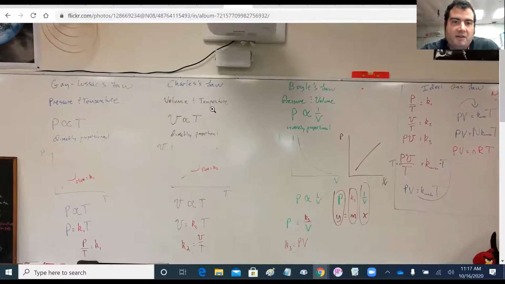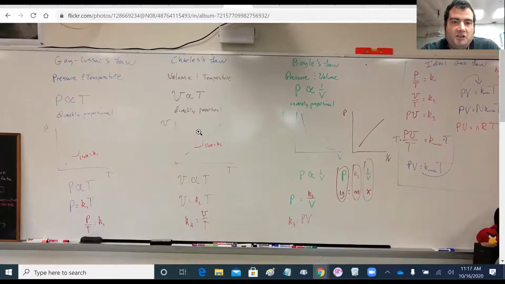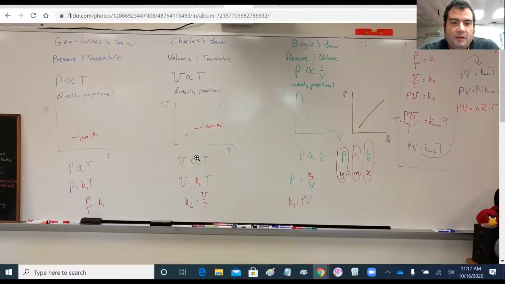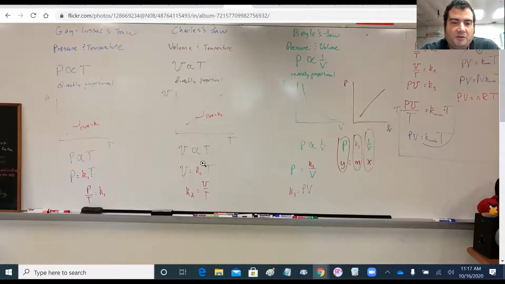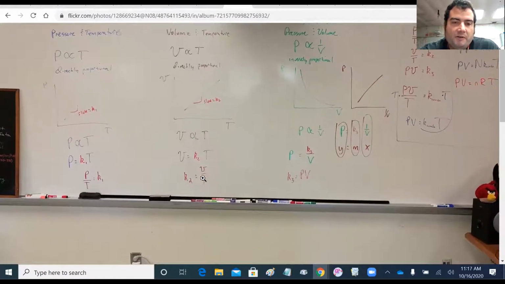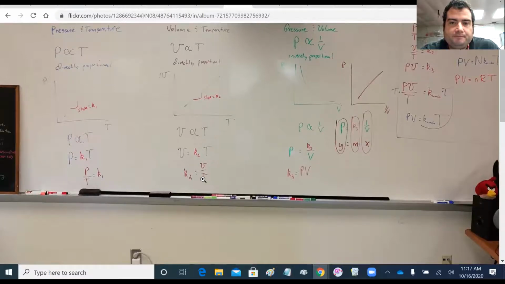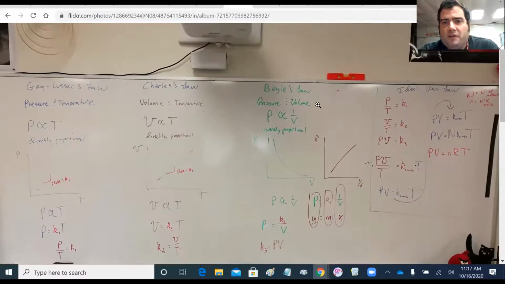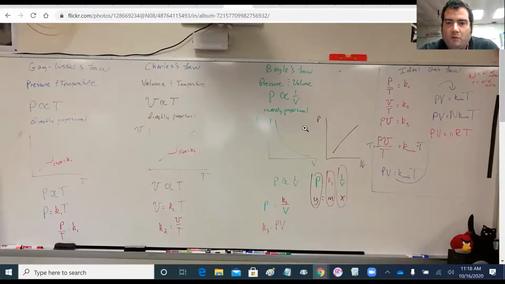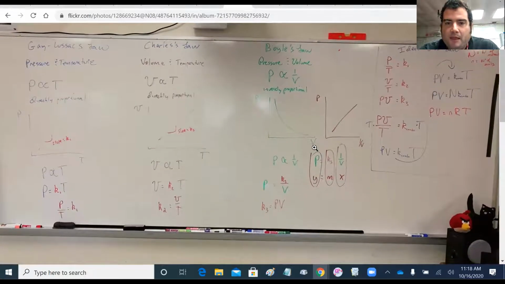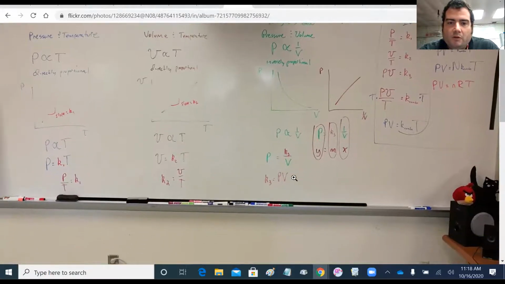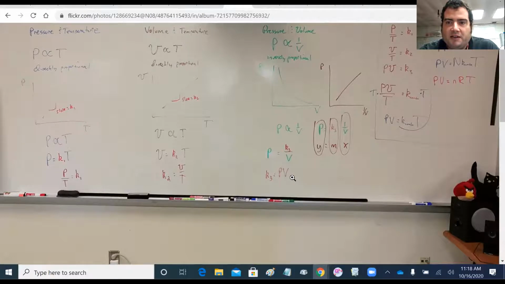Charles's law is the second one we did, the relationship between volume and temperature. So volume is directly proportional to temperature, or in other words, volume divided by temperature is constant. Boyle's law, the relationship between pressure and volume, that's what we just spent a lot of time talking about. Pressure is directly proportional to 1 over volume, which is another way of saying pressure times volume is constant.